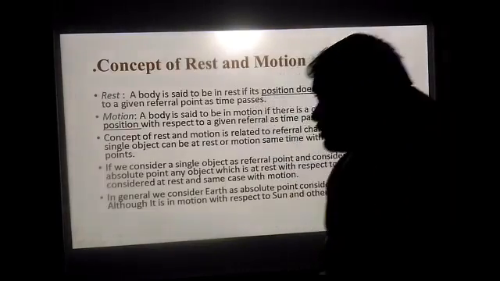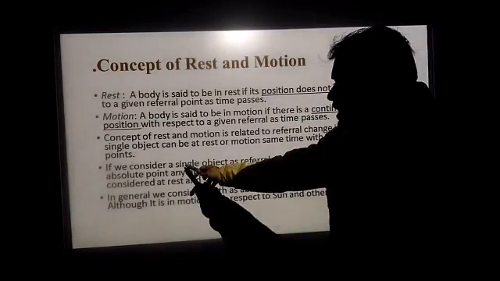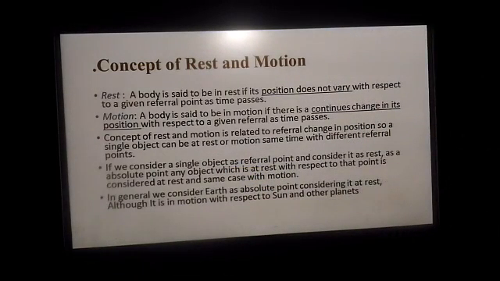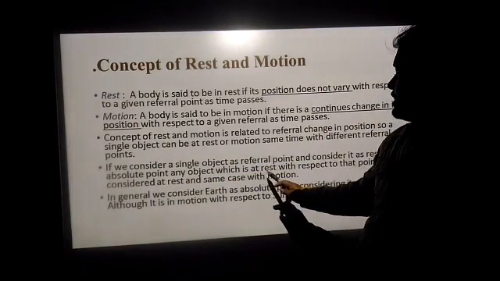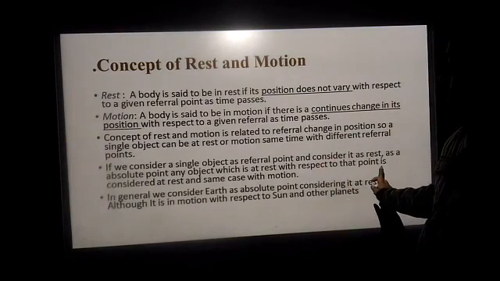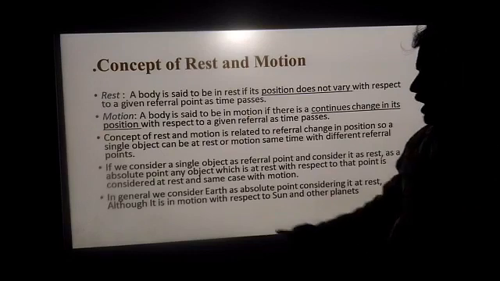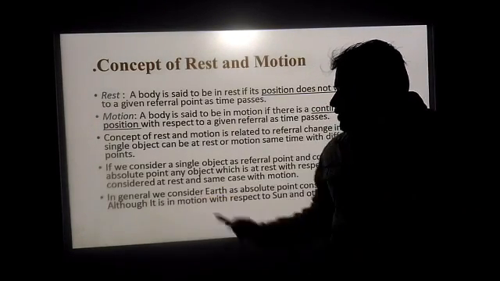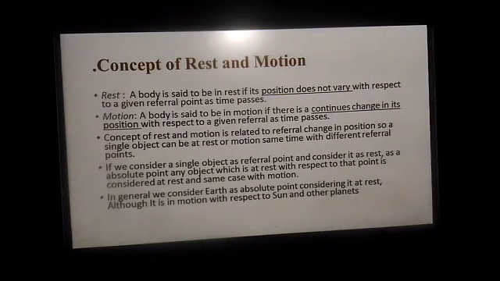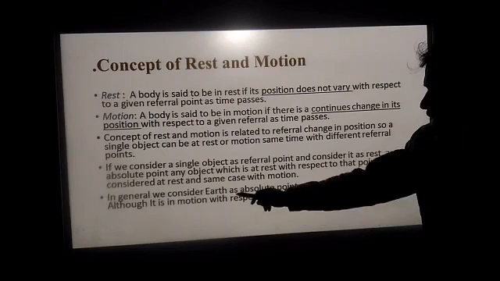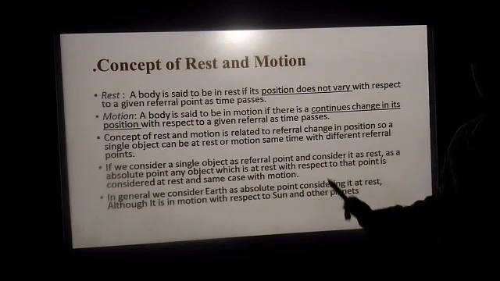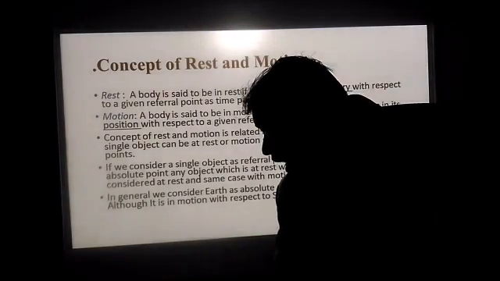Okay. Now back to the previous slide. If we consider a single object as the referral point and consider it as rest, as an absolute point, any object which is at rest with respect to that point is considered at rest, and the same case with motion. It can be better understood by the example of Earth. In general we consider Earth as an absolute point, an absolute point for all of us, so it is stationary with respect to us, but Earth is in motion with respect to the Sun and other planets. So this was the concept of rest and motion.